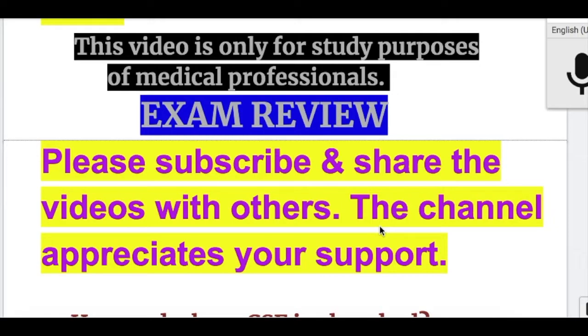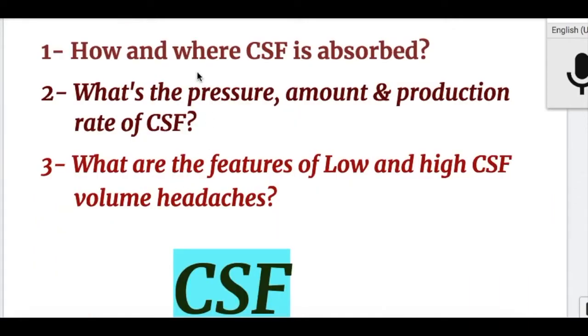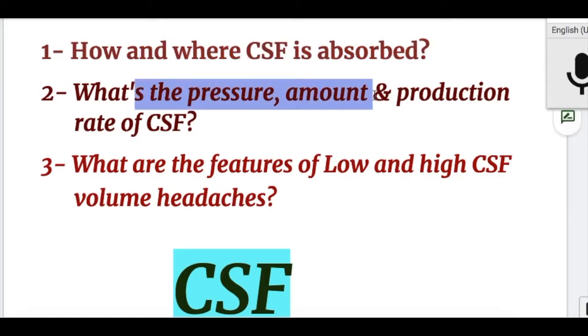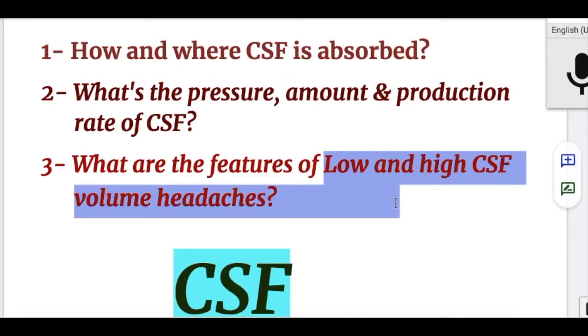In this video, we'll do an exam review on cerebrospinal fluid. We'll discuss its production, amount, secretions, and low and high CSF volume effects. A few important exam questions will get answers after the topic. Question number 1. How and where is CSF absorbed? Number 2. What's the pressure, amount, and production rate of CSF? And number 3. What are the features of low and high CSF volume headaches?